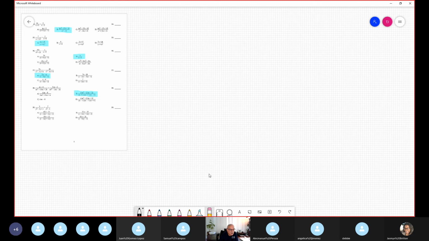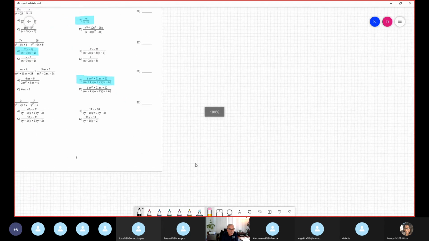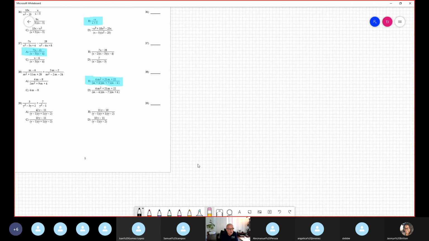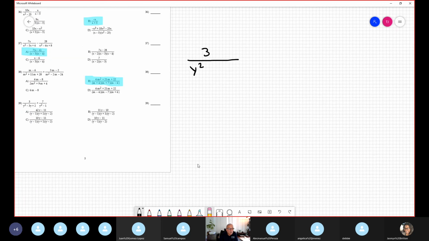Okay, let's do it. The last one is 3 over y squared minus 3y plus 2, plus 7 over y squared minus 1. Okay, LCD again. What is the LCD?